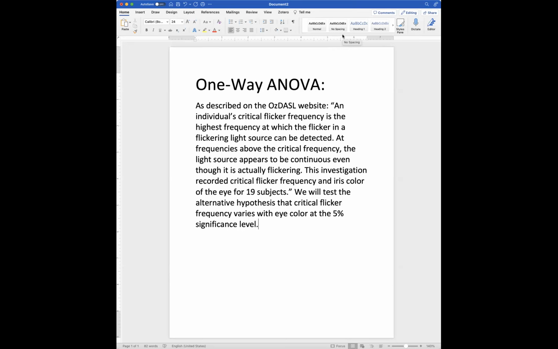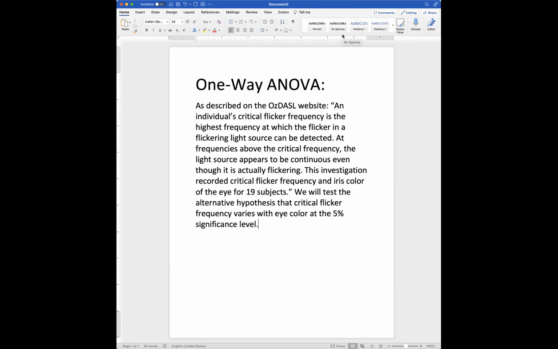So the scenario we're going to look at today involves an individual's critical flicker frequency. You might not have heard of this before, but it's the highest frequency at which the flicker in a flickering light source can be detected. So, if you see a light flickering, it generally is unpleasant. But if it actually flickers fast enough, you can't see that it's flickering and it appears to be continuous, even though it's actually flickering.